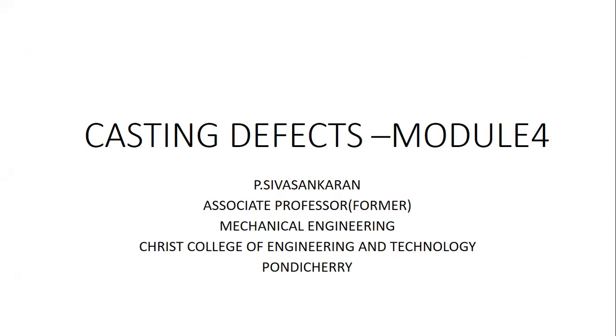In the previous module, we saw about the various types of casting defects and their associated merits and demerits under each classification. In continuation to that, today in module number 4, we are going to see about the different sources of defects that appear in the casting process, that is, in the finished state of the end product.